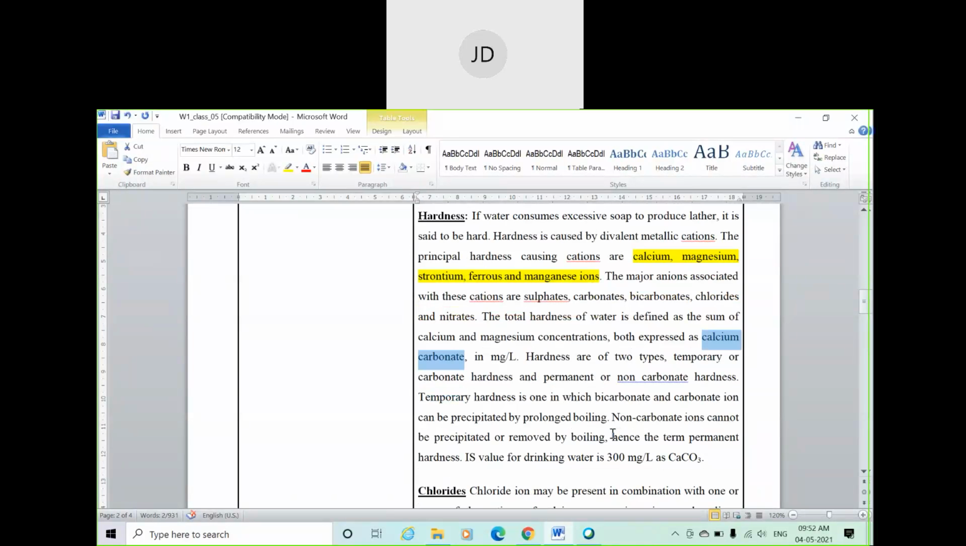So there are basically two types of hardness. This is also very important: temporary hardness and permanent hardness. Basically, temporary hardness is caused by carbonate and bicarbonate ions.